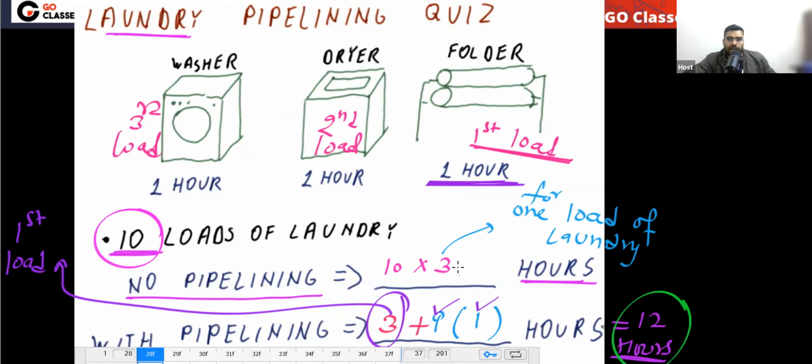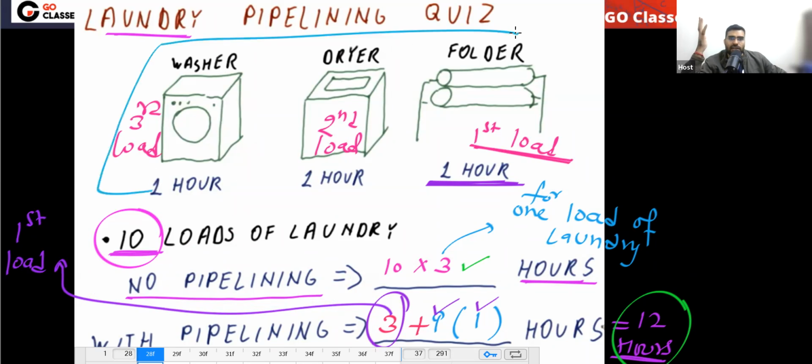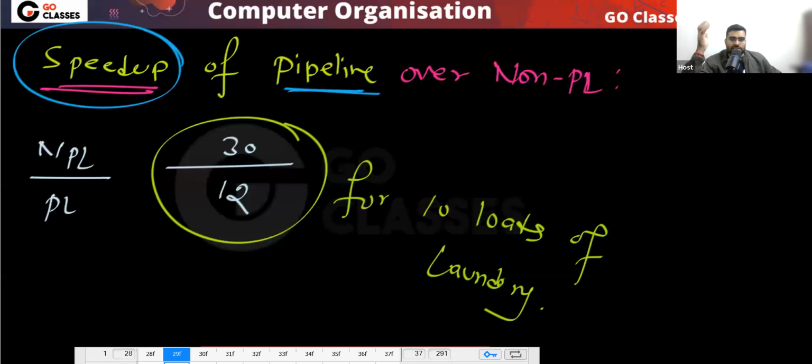But in the non-pipelining, you will need 30 hours. Now you tell me a simple question again, I am asking. Actually, let me tell you this, when you do this non-pipeline, the hardware is not divided. This hardware, you can consider as a single unit. This is something important, that is the reason I'm telling you.